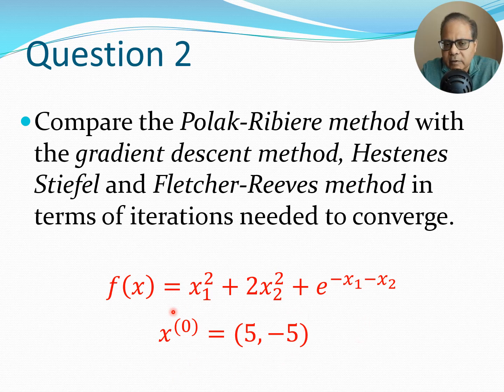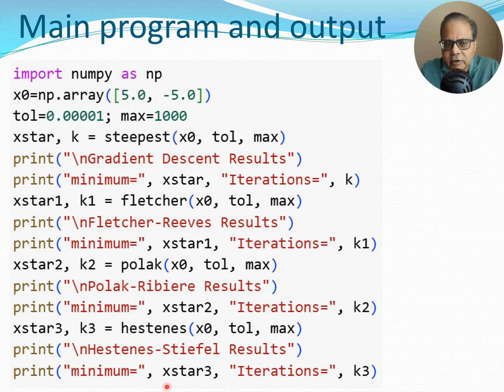But I'm going to start from a slightly distant point, 5, minus 5, to bring out the advantages of the conjugate gradient method relative to the steepest descent method. So that's the code here, and essentially I'm starting from 5 and negative 5. And what I'm doing is giving function calls to the steepest function, to the Fletcher function, to the Polak function, and the Hestenes function. For each of these functions, I am returning the optimal point, which is given by these x star 1, x star 2, x star 3. And I am also giving the values of k, which is the number of rounds it took to converge.